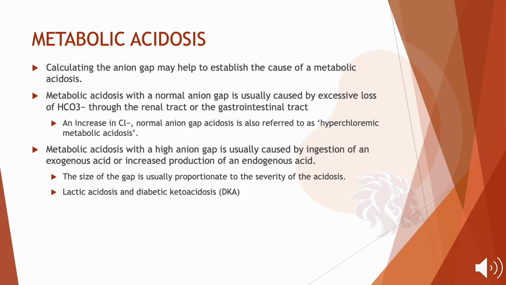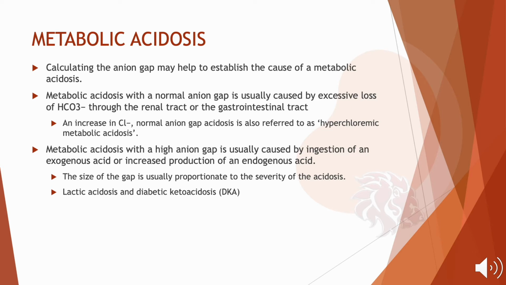Calculating the anion gap may help to establish the cause of a metabolic acidosis. Metabolic acidosis with a normal anion gap is usually caused by excessive loss of bicarbonate through the renal tract or the gastrointestinal tract. The kidneys respond to the drop in bicarbonate by retaining chloride ion, thereby preserving electroneutrality. Because it entails an increase in chloride ion, normal anion gap acidosis is also referred to as hyperchloremic metabolic acidosis.